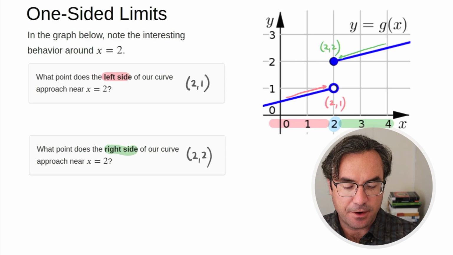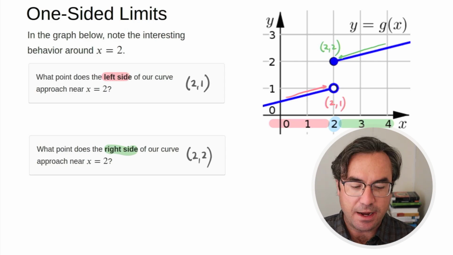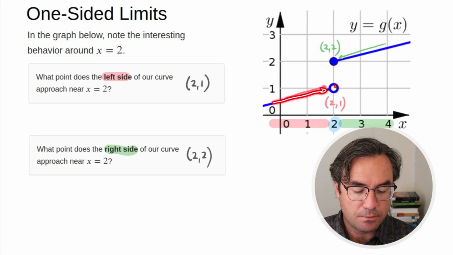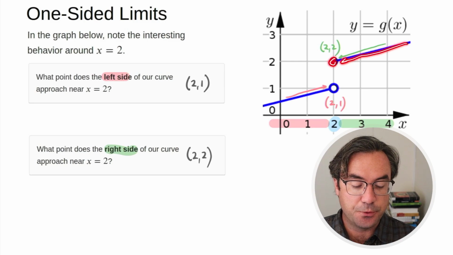So what we have here is, the left side of our graph looks like we're headed to this point, and the right side of our graph looks like we're headed to another point.